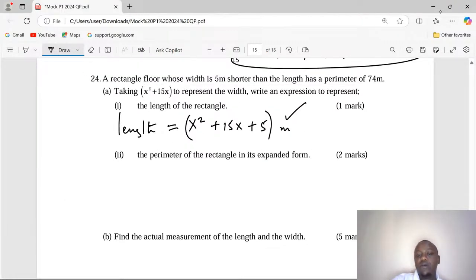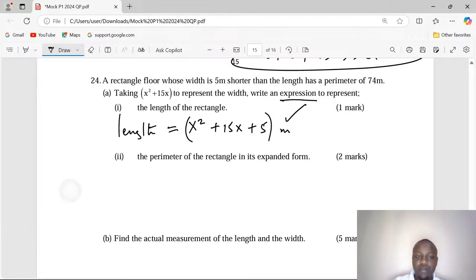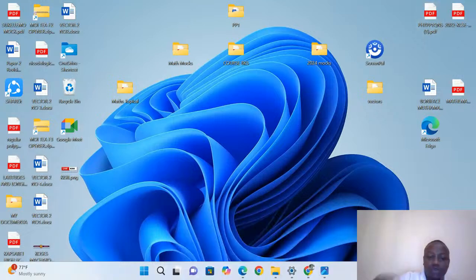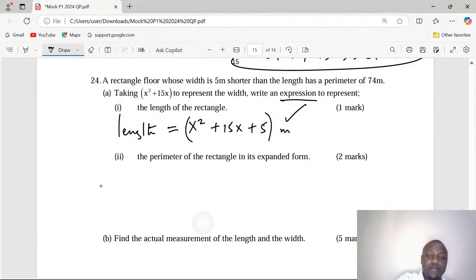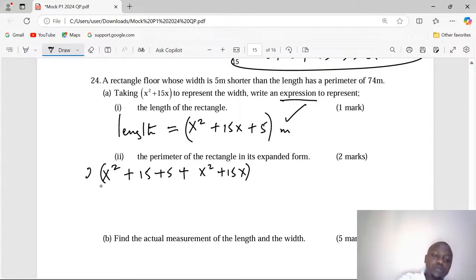And actually, this is now not an expression, but an equation for the perimeter. For the perimeter, we say length plus width, multiplied by 2, should give us 74, which is our perimeter.